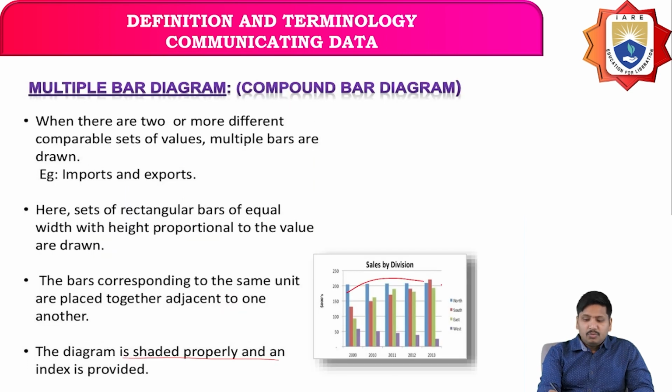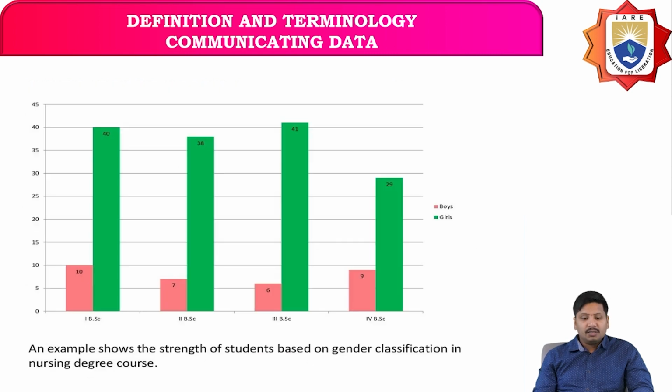So in this one, the blue is going to indicate sales by division. So north, south, east, and west. So what should be the sales in different directions of India? I want to know. Similarly, I want to know in 2010 and 2011 in southern portions and northern portions of India. And we can also compare easily. So this is another example. How many students are studying first BSc, second BSc, with the difference of boys and girls. The red color is going to indicate the boys and green color is going to indicate the girls.